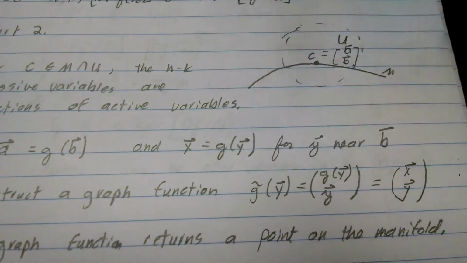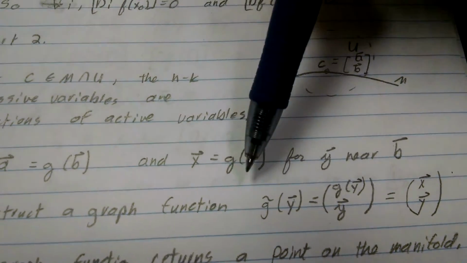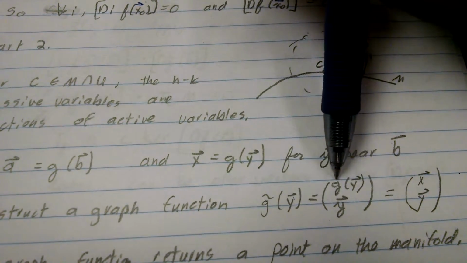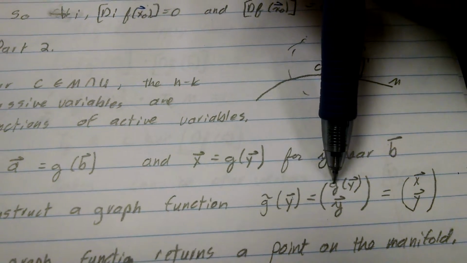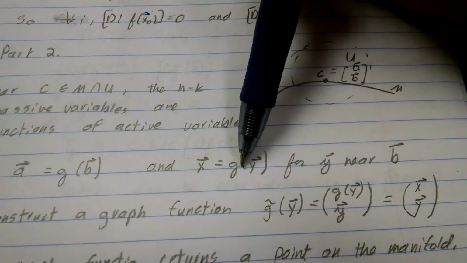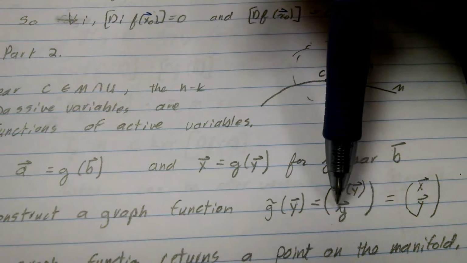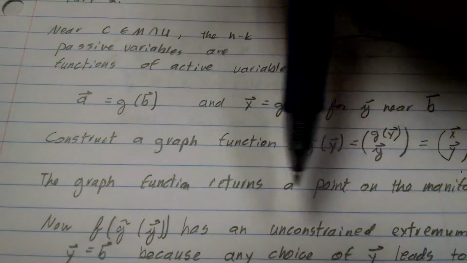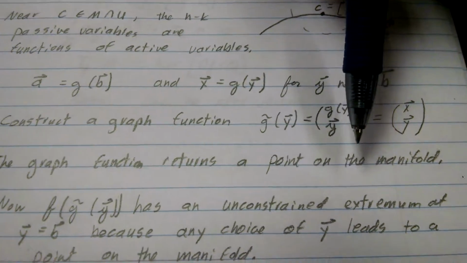So that's really interesting. This is actually a parameterization function. You can think about it that way. We feed it in active variables, and then we are given back g tilde of y equals (x, y). So a point on the manifold. That's really cool. The graph function returns a point on the manifold.